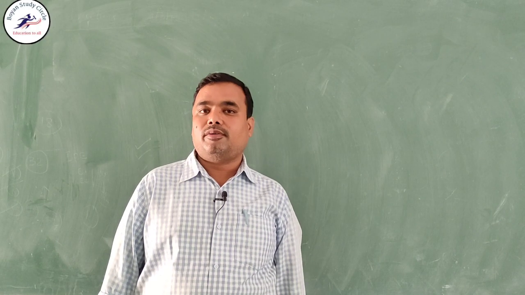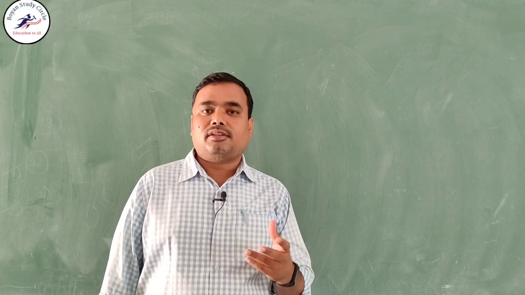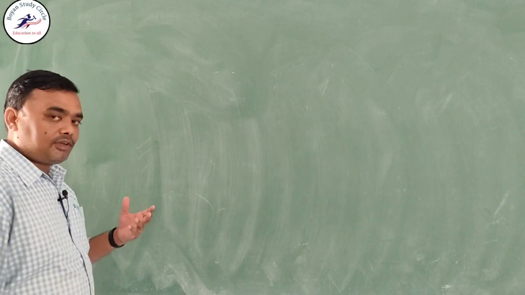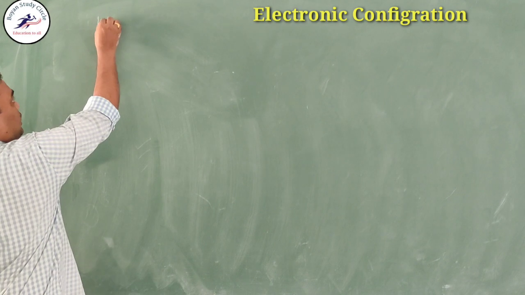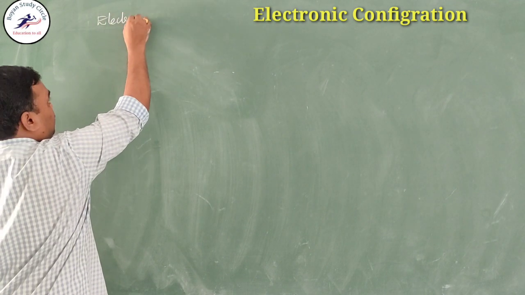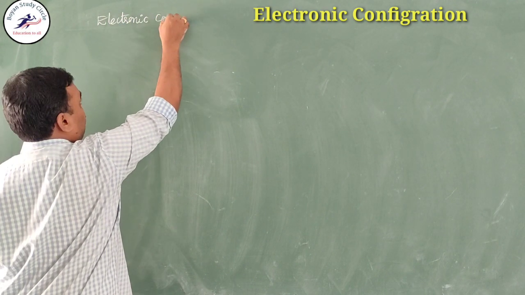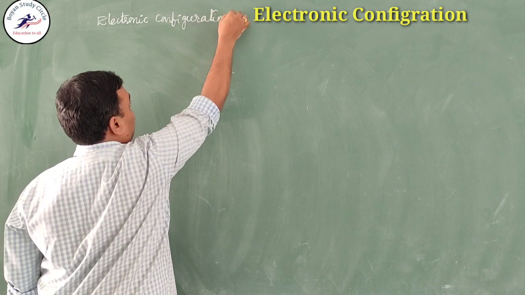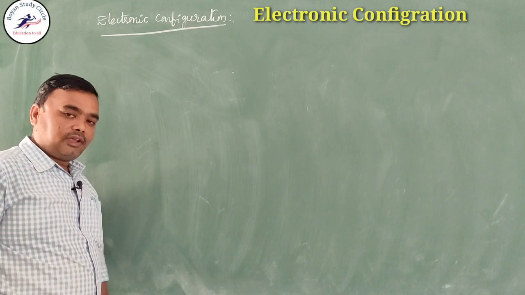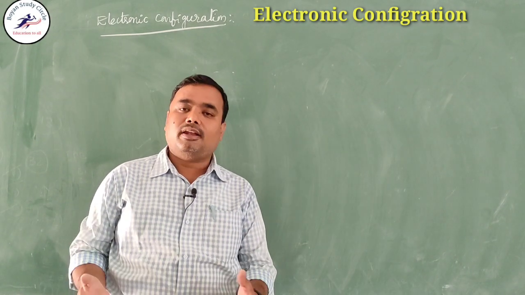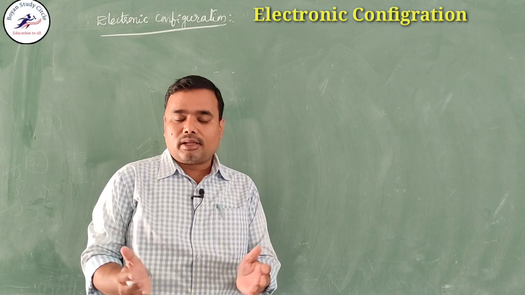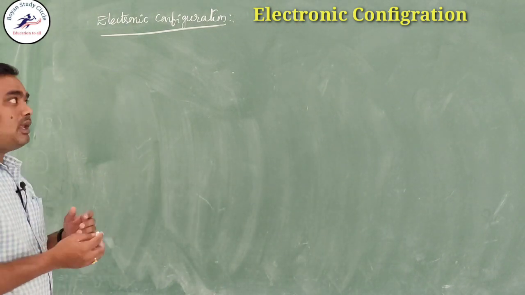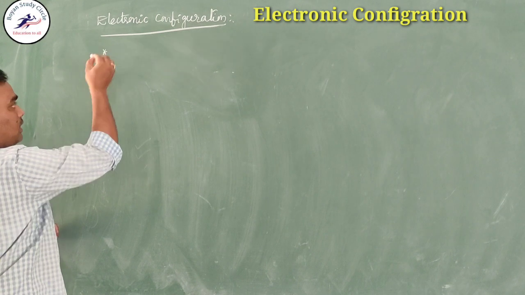Today we are going to discuss part 3 of structure of atom of 10th class physical science. Today our topic is electronic configuration of elements. Today we will learn how to write the electronic configuration of elements. First, what do you mean by electronic configuration?